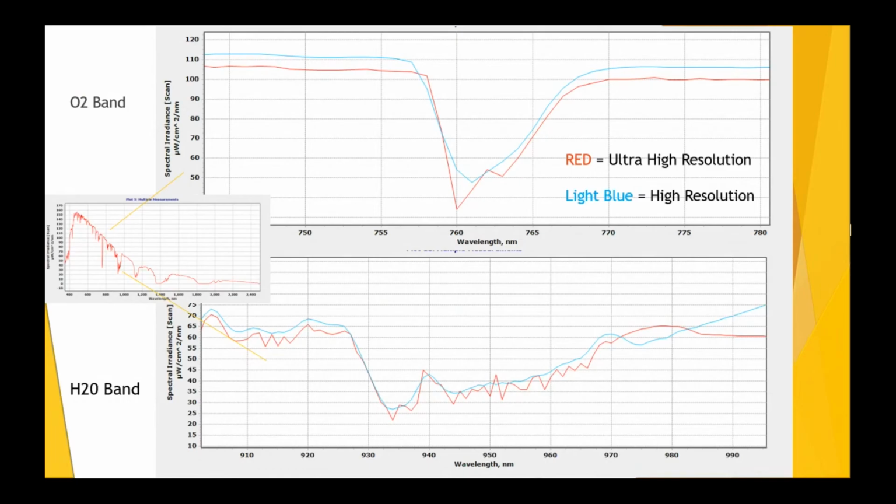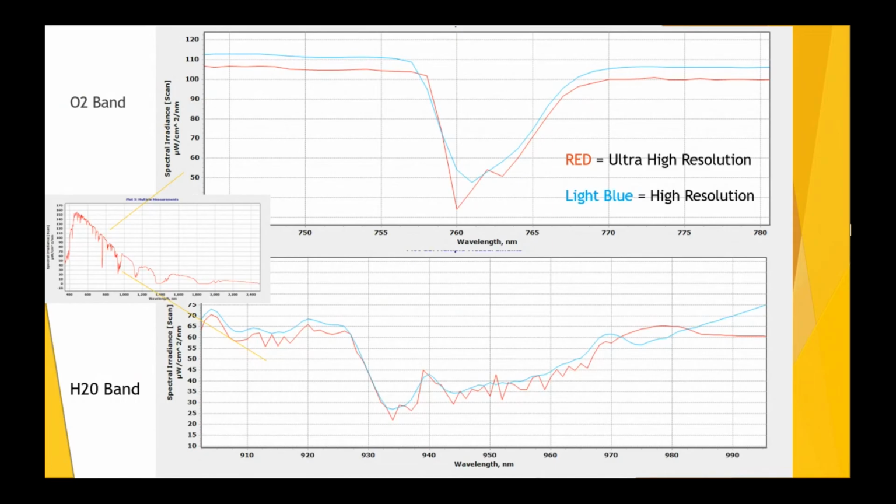So in this slide, we zoomed into the feature of the O2 band. This light blue spectral line is the data coming from the high resolution instrument, and the red data is coming from the ultra high resolution instrument. And in this O2 band, you can see some increase in the depth of the absorption, but also the interaction between the energy and the constituents within that region, which is not well defined within the high resolution instrument itself.